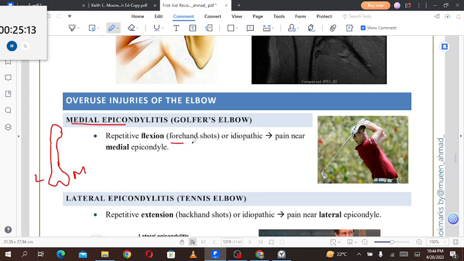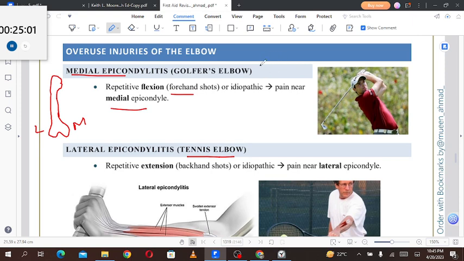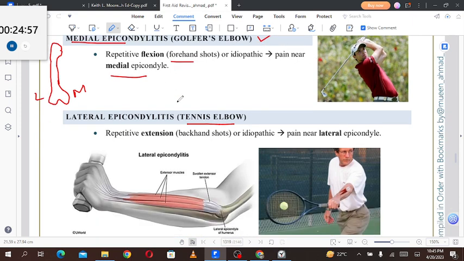Repetitive flexion, forehand shots or idiopathic causes will lead to pain near the medial epicondyle. Then the lateral epicondylitis, or tennis elbow. A person who plays golf has medial epicondylitis, and a person who plays tennis will have tennis elbow or lateral epicondylitis.